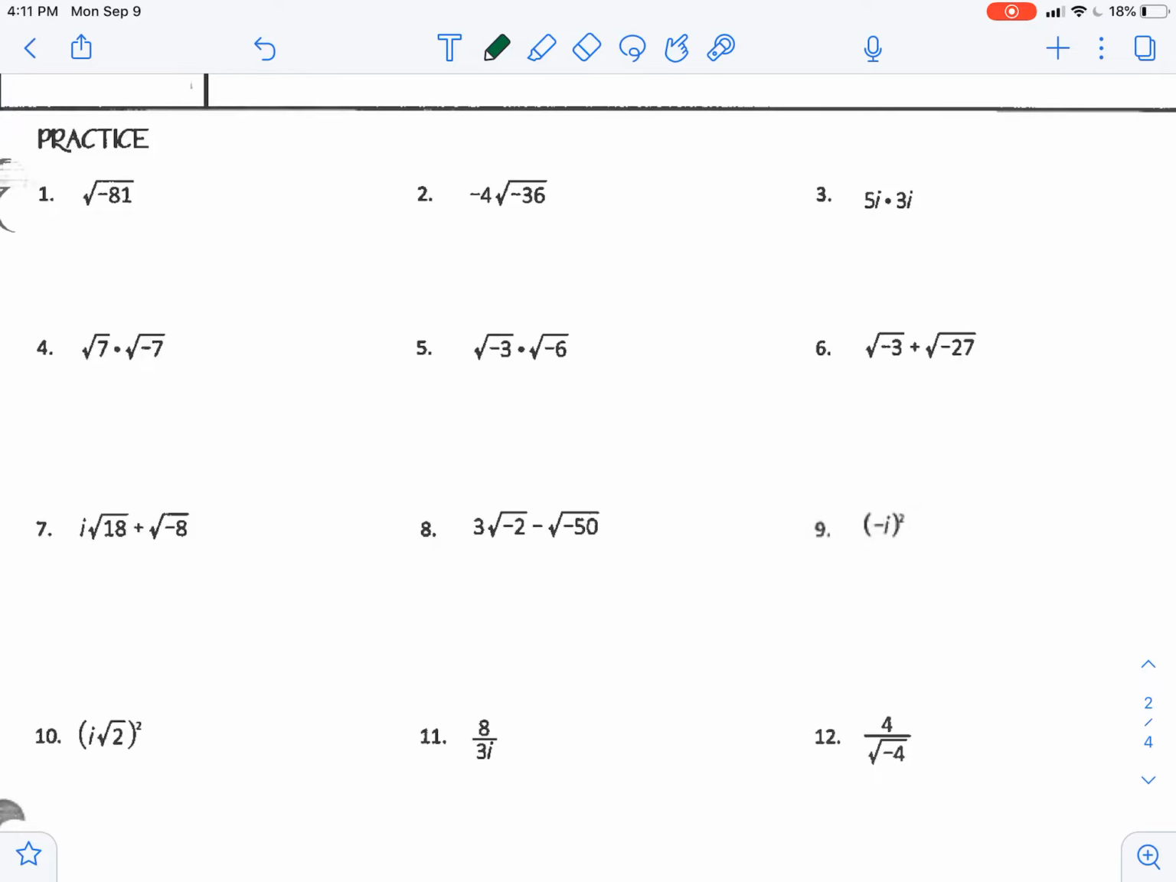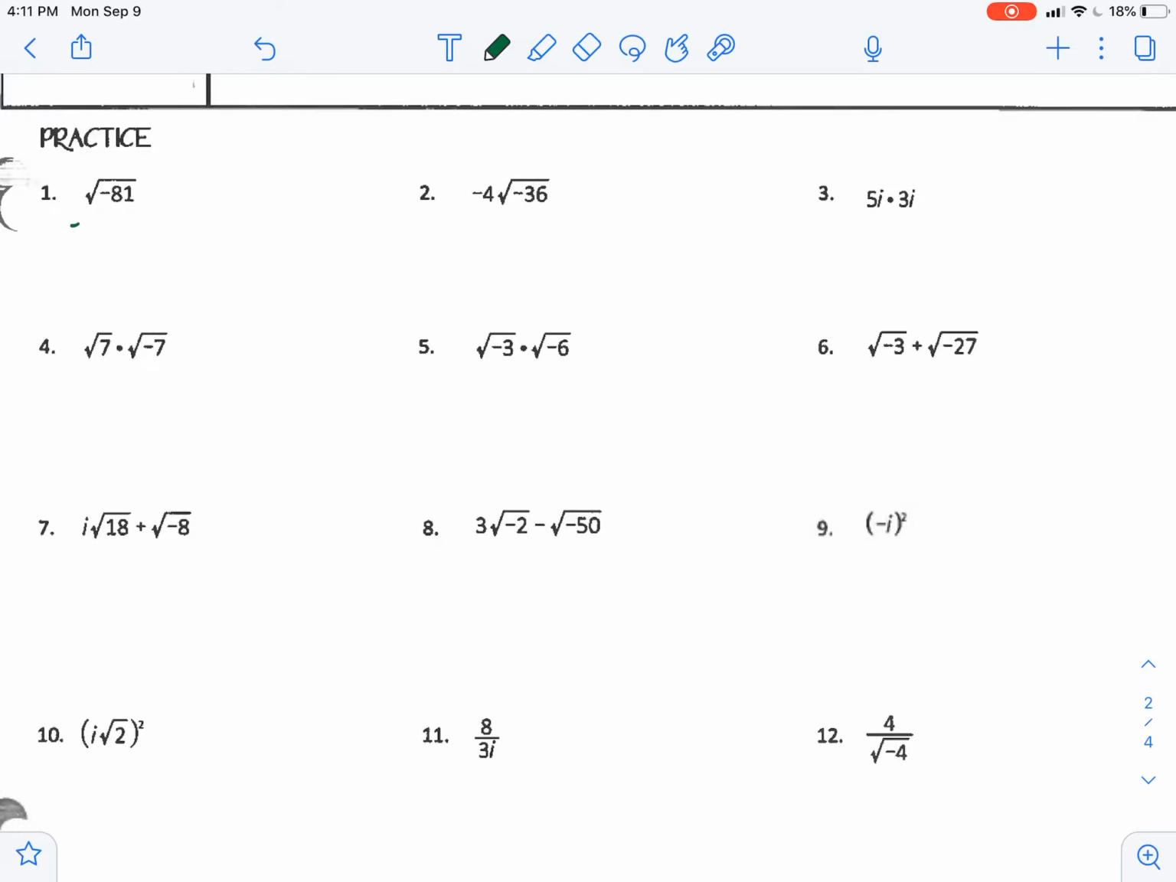So the square root of a -81 would be the square root of a -1 times the square root of 81. The square root of -1 is i. The square root of 81 is 9. Okay, but again, I write it as 9i.